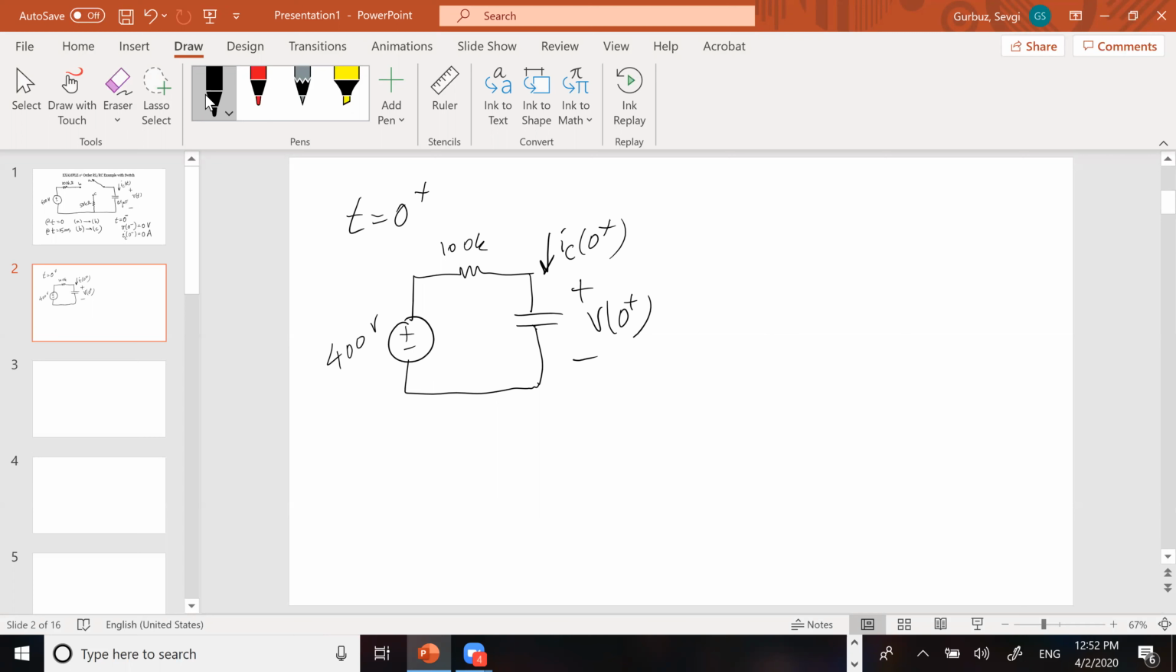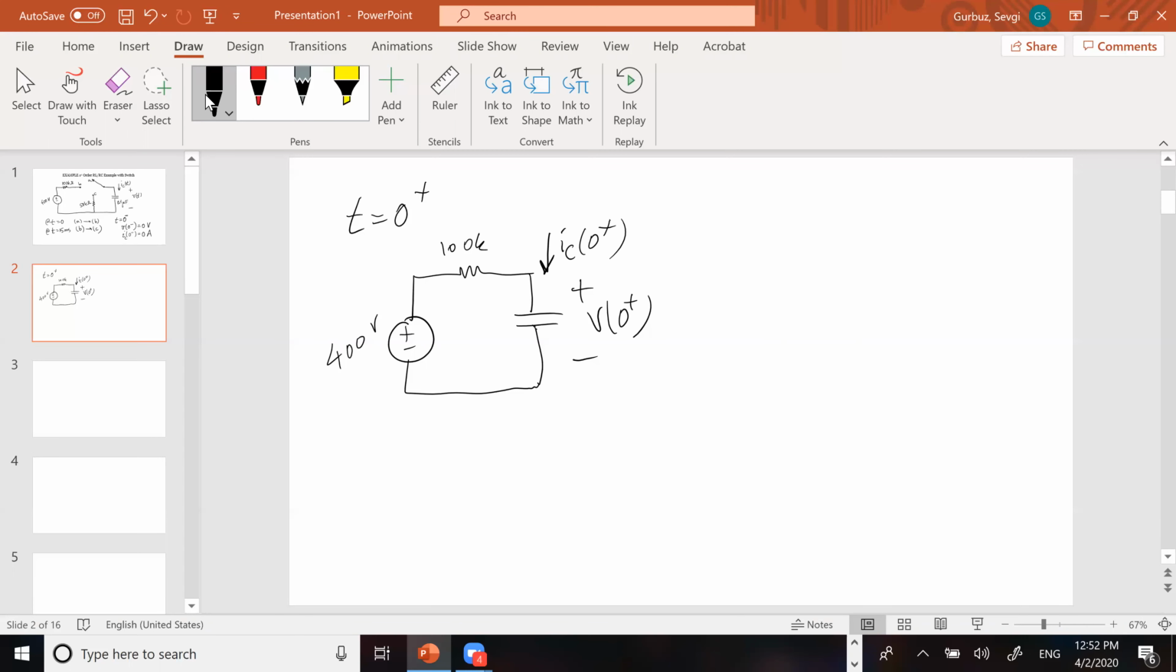Now the key principle that we use when thinking about initial conditions is what I call the continuity principle. It's the idea that in capacitors, the voltage cannot change instantaneously, and in inductors, the current cannot change instantaneously. You can remember which one it is by just remembering what the elemental equation is for your energy storage element.